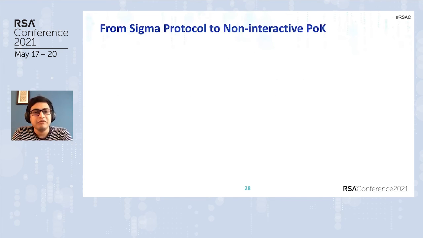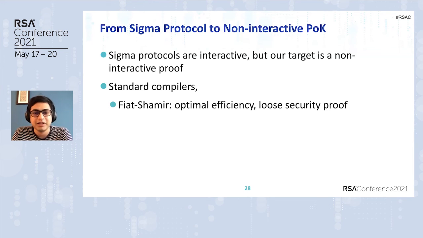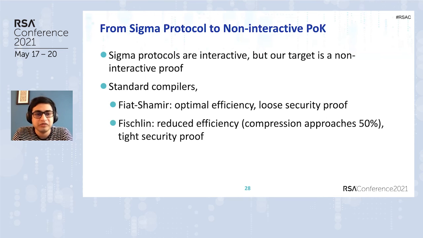So now what we have is a sigma protocol, which is interactive, but what we want is a non-interactive proof. There are standard compilers to go from a sigma protocol to a non-interactive proof of knowledge, such as that of Fiat-Shamir, which achieves optimal efficiency at the cost of a loose security proof, or that of Fischlin, which gives us a tight security proof, but at reduced efficiency.